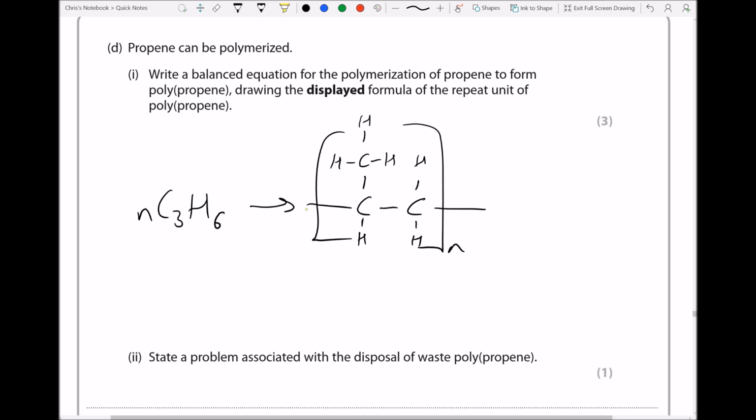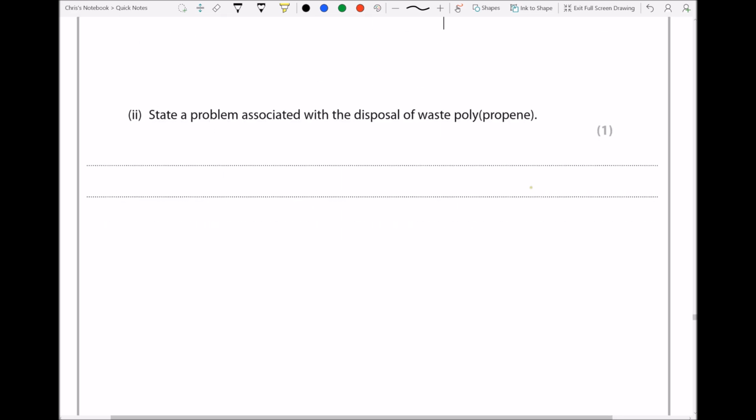Trailing bonds, you get a mark for your trailing bonds. You get a mark for the structure here. And you get a mark for putting the rest of it, including the ends, which show how many of them you've got repeating. So very important to show your trailing bonds. It must extend beyond the square bracket. Very important. Okay, next bit.